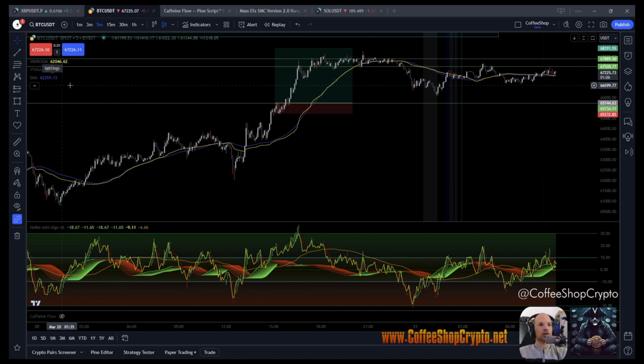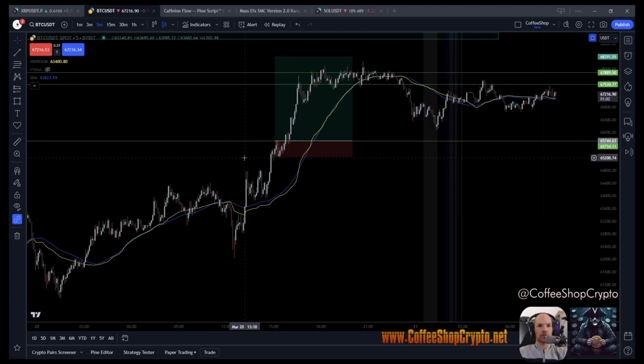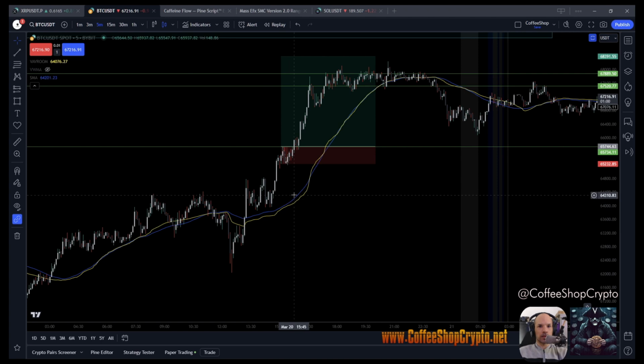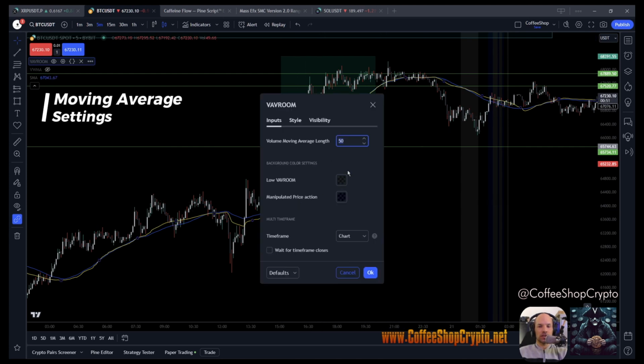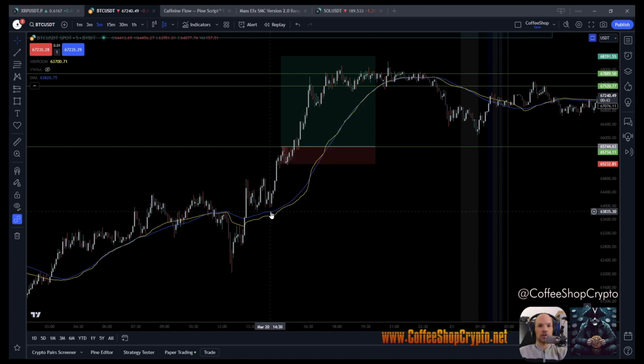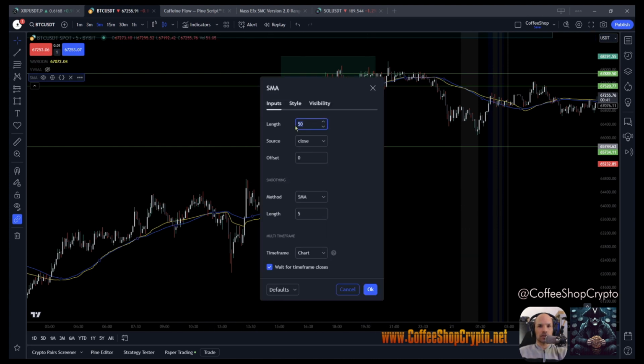I just want you to see the correlation between the simple moving average, which is this blue one, versus the volume weighted moving average. They're pretty close to each other. I have them both set to 50, all right? And this is the room, it's using a volume weighted moving average inside of it. So I just want you to understand where it's getting this 50 from. And the simple moving average is also using a 50.